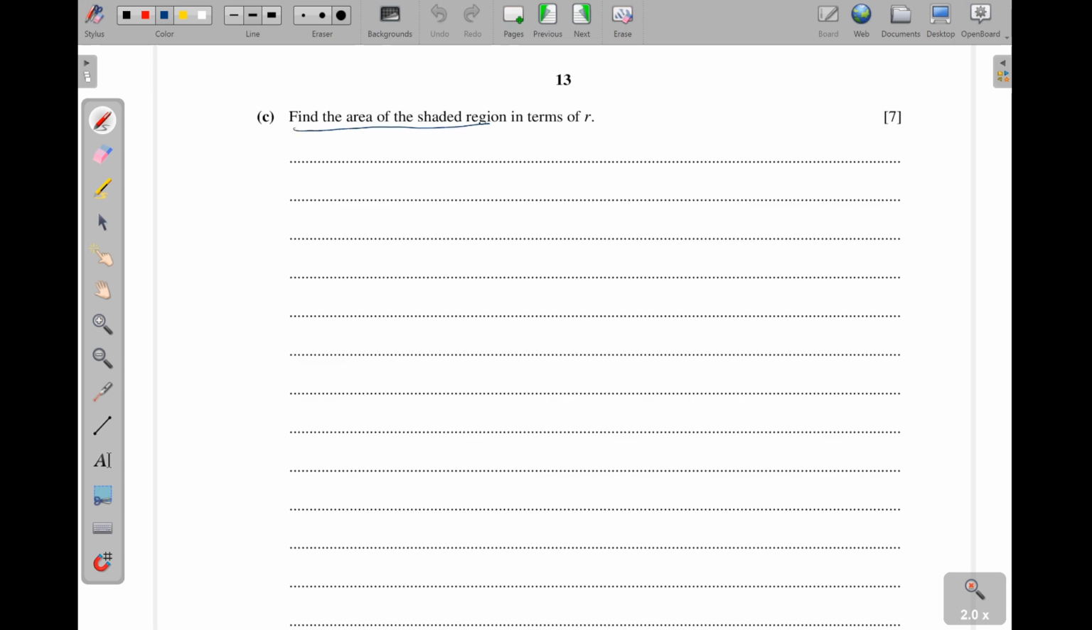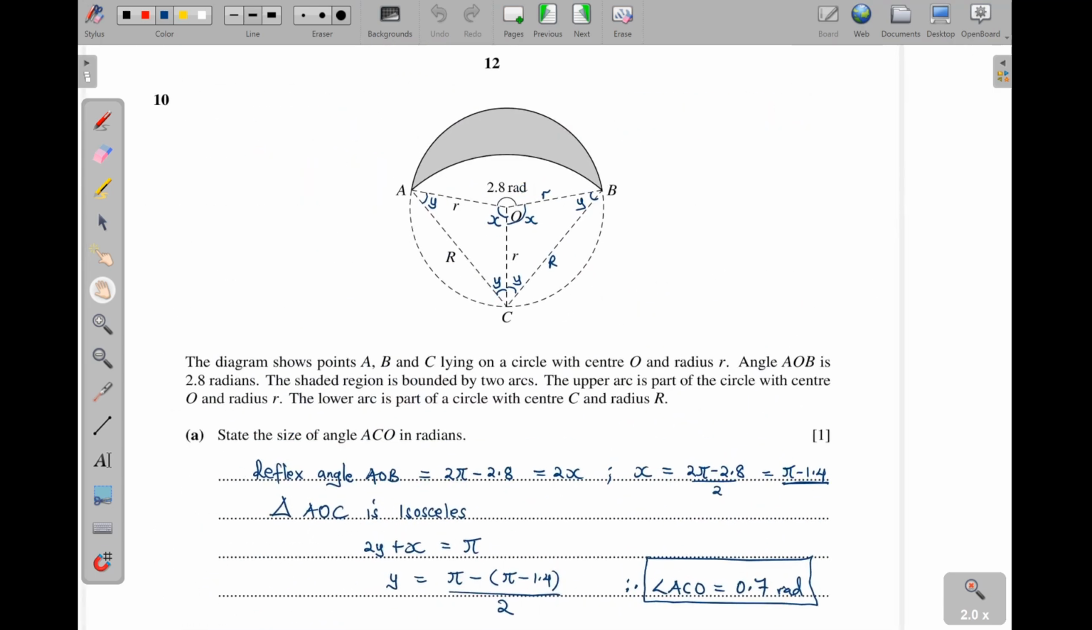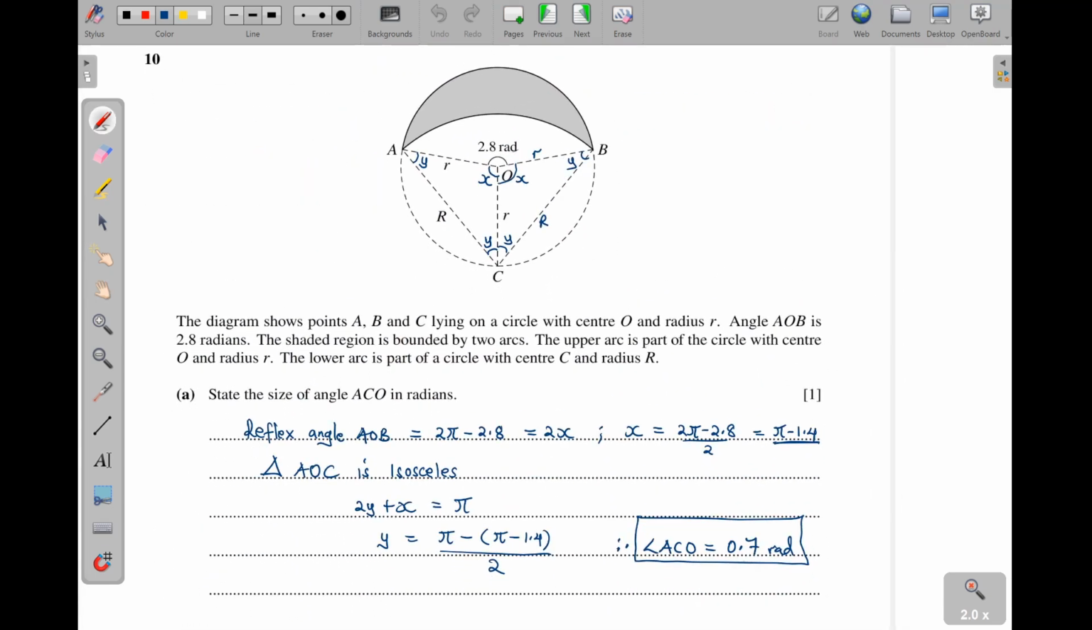Part C, find the area of the shaded region in terms of r. If we check back here, for this shaded region, we shall have the area of this whole circle, not so? Then from there, we can subtract the area of this sector. I take off the area of that sector. Then I have to also take off this segment, which is equal to this segment here. So that's what I'm going to use.